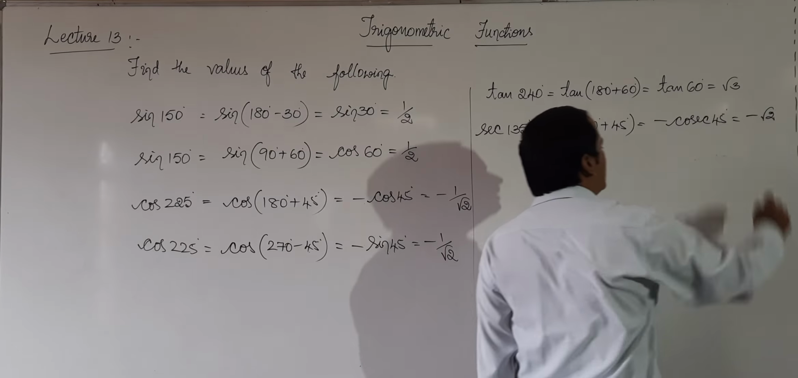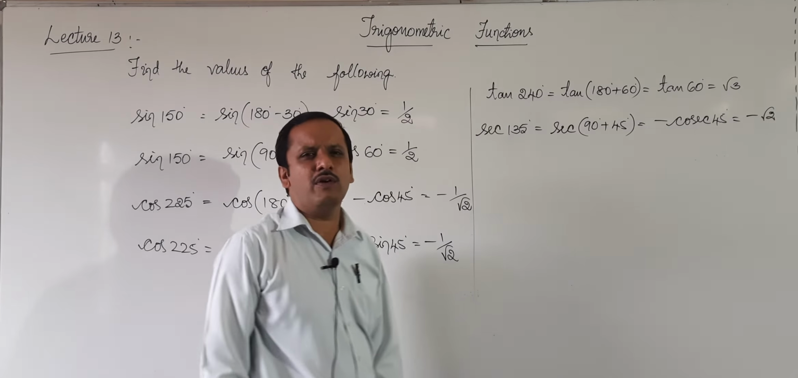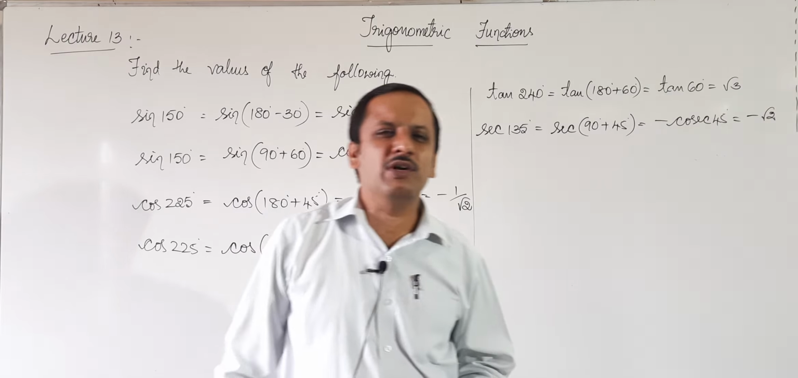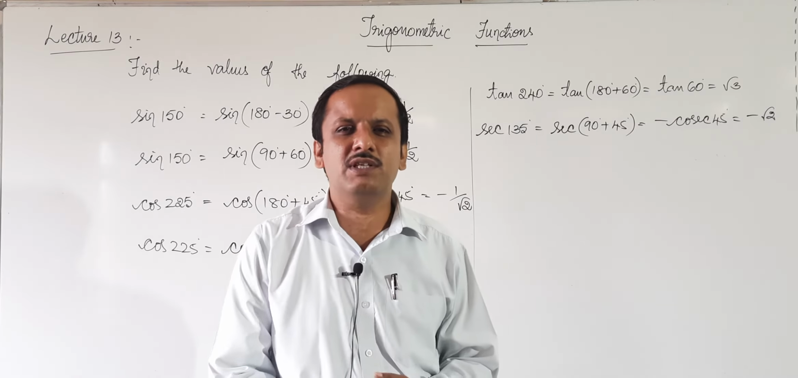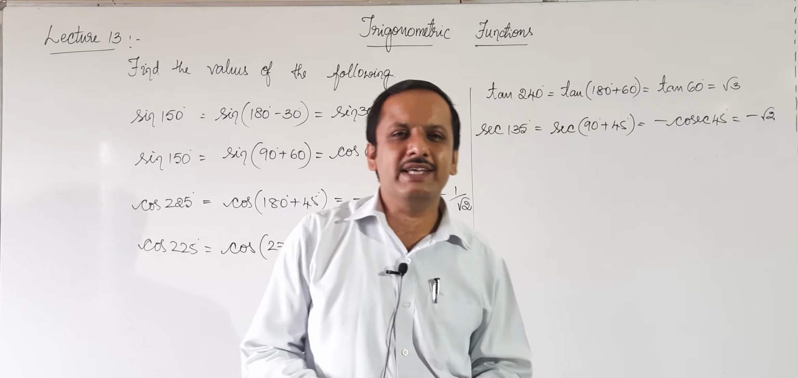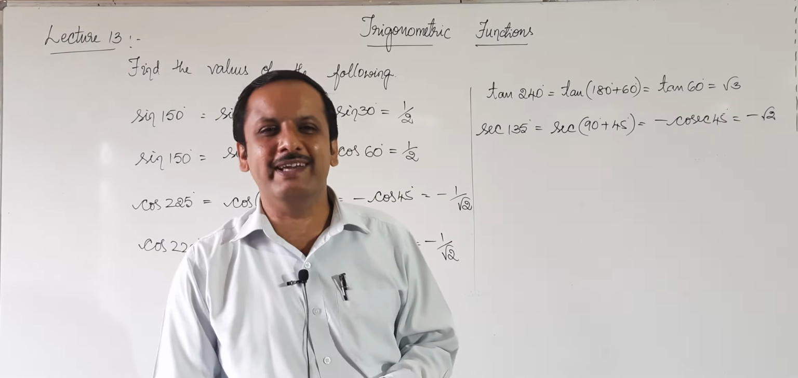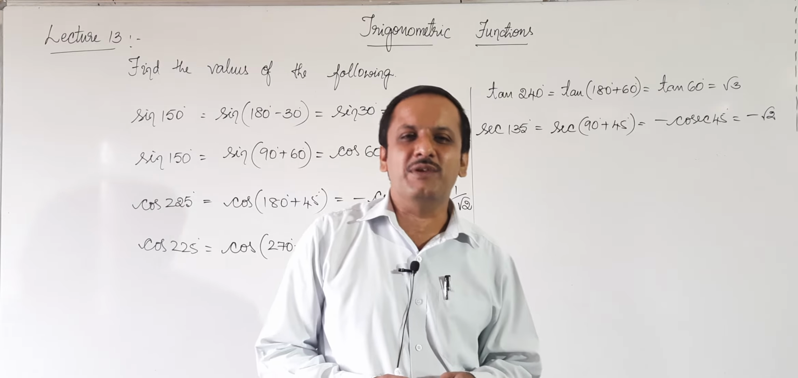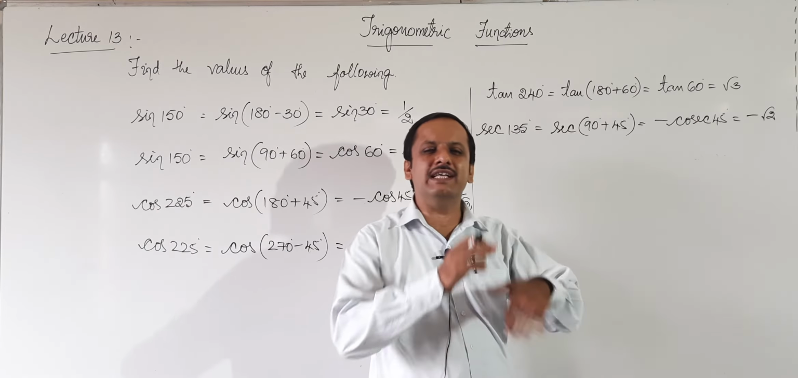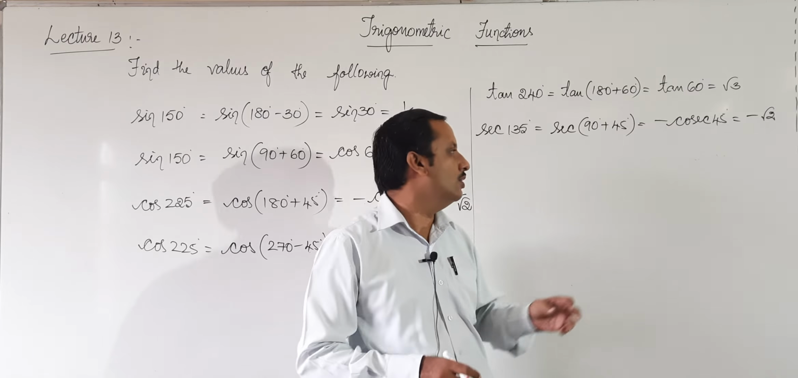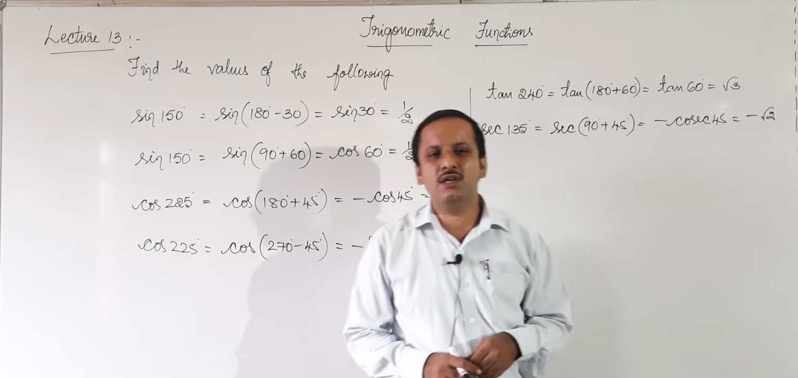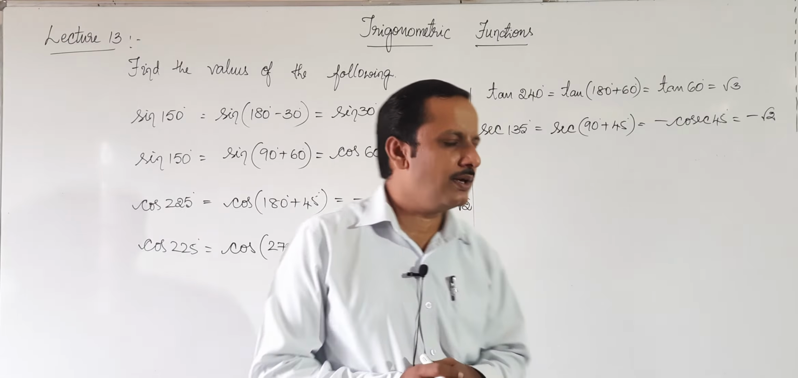So, if you are in doubt, what is the value of cosecant 45 degree? What you have to do is, its reciprocal is sin 45 degree. Sin 45 degree, what is its value? Sin 45 degree is 1 by root 2. Therefore, cosecant 45 degree being its reciprocal will be equal to root 2. Because of this minus sign, we get the answer as minus root 2. Okay, next.